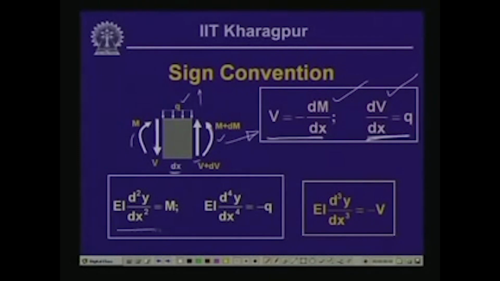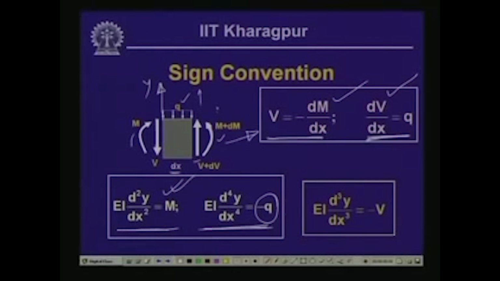Now, to remind you again, EI d2y/dx2 is equal to the moment, considering the moment positive as anticlockwise on the right-hand side. Now, EI d4y/dx4 is equal to minus q. Please note here that the loading q is in the opposite direction of our positive y axis. The y axis positive is upward.